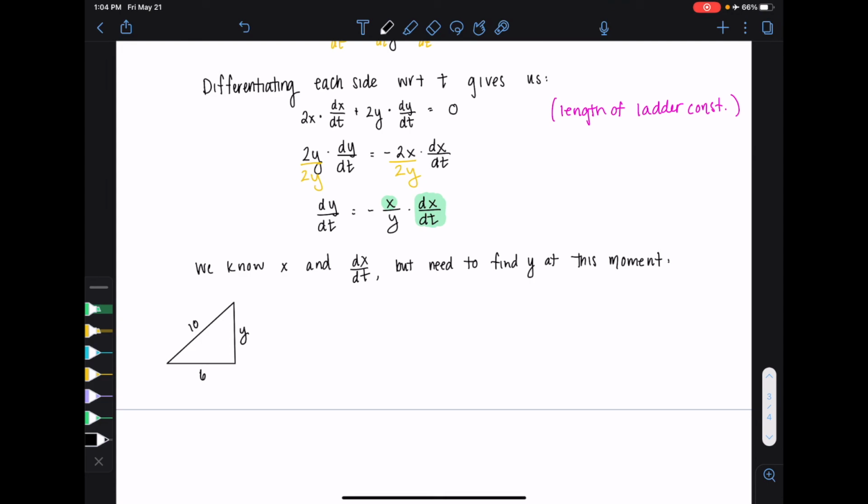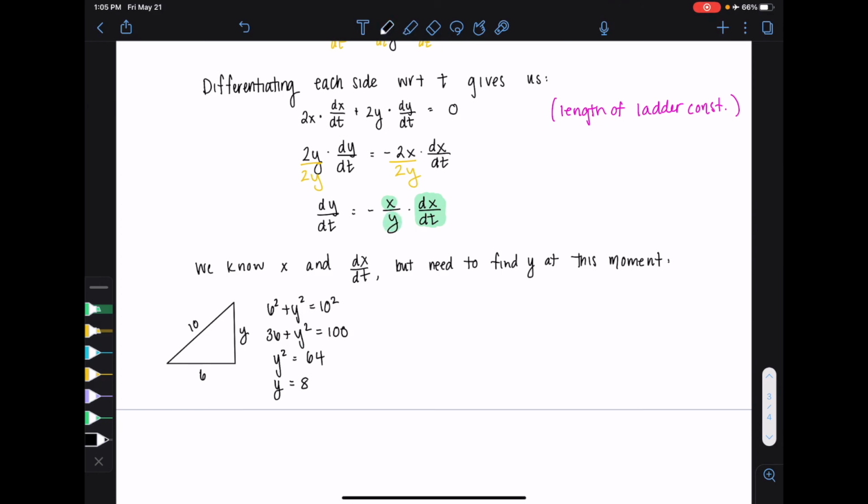To find y, I'm going to use that Pythagorean theorem that I used at the beginning. So 6 squared plus y squared is equal to 10 squared. So 36 plus y squared is 100. Subtracting 36, 100 minus 36 is 64. Technically, when you take a square root, you get a plus or minus, but we're dealing with a length. So I only have y is equal to 8. So now I have this last missing piece.